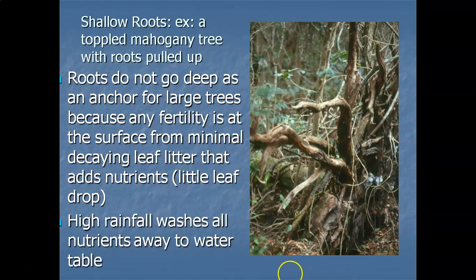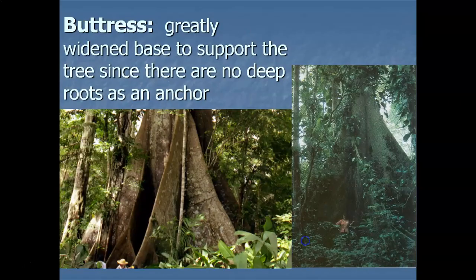Another thing, too, is the high rainfall. Hundreds of inches of precipitation per year washes through the upper layers of the soil and takes any nutrients that have been added from the leaf litter and washes them away to the water table. And so the soils are very, very poor, and the most nutrition you're going to get is in the upper few inches or upper foot of the soil.